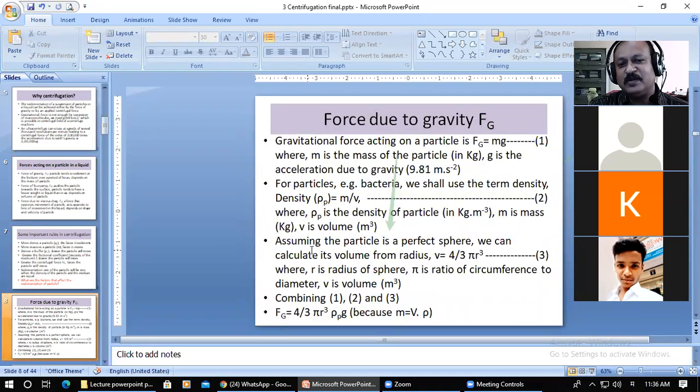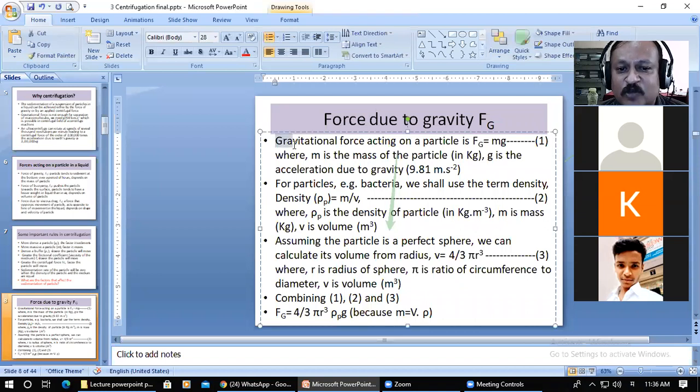Now let us talk about the three forces, all three of which I've already told you. One is the gravitational force, the other is the force of buoyancy, and the third one is the viscous drag. We are going to understand all three from a mathematical point of view, trying to derive a mathematical expression for them, and then also equate the three forces. So coming to gravitational force.